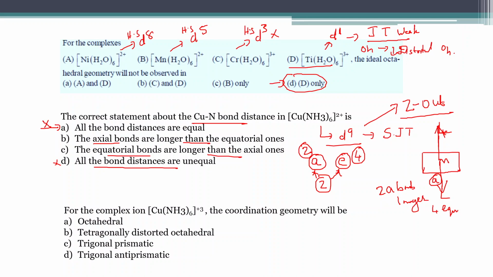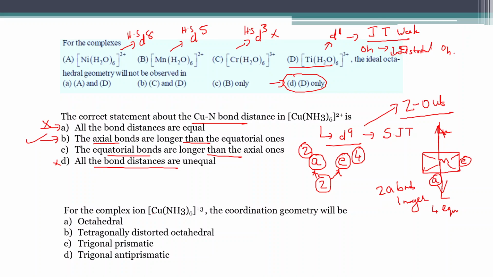So the case where the axial bonds are longer than the equatorial bonds is option B, and option C is the equatorial bonds being longer than axial bonds. We go with option B because it is a z-out distortion, and in z-out the axial bonds are longer than the four equatorial bonds. Remember the difference between the axial and equatorial bonds in z-out and z-in. So option B is the correct answer here.